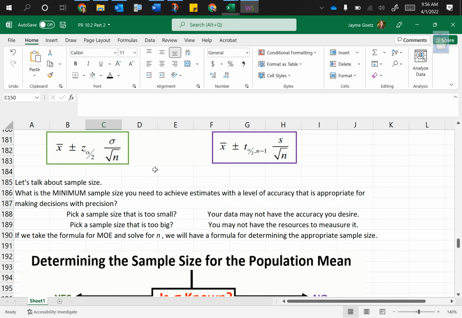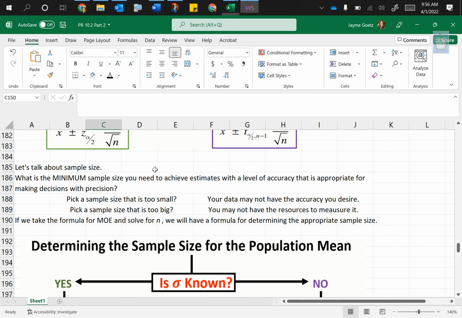Now, let's talk about sample size. What is the minimum sample size you need to achieve estimates with a level of accuracy that is appropriate for making decisions with precision?